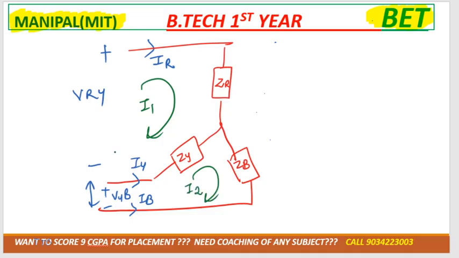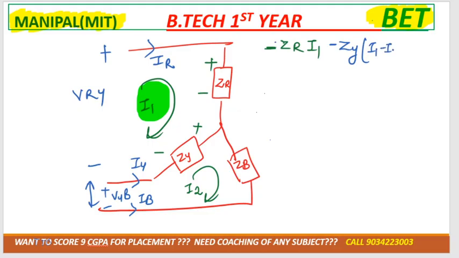Okay, clear? Now see what we'll do. We'll apply mesh for the first mesh. If I mark the sign positive, negative, positive, negative, so minus ZR into I1. We have to consider mesh analysis by our own current. Minus ZR I1 minus ZY (I1 minus I2), then plus VRY is equal to 0. Right? Yes or no?